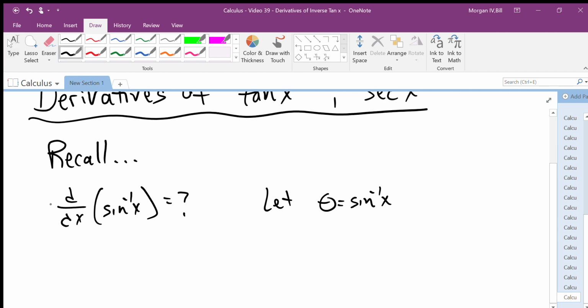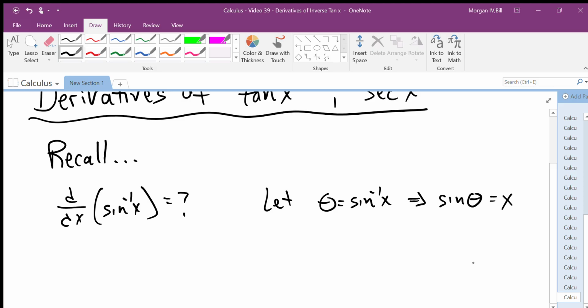What we want to know is the derivative of the inverse sine of x. So we start off by letting theta, some angle, equal the inverse sine of x. Remember that the inverse trig functions get put in a value and you get out an angle. So theta here is an angle. Since theta is equal to the inverse sine of x, the sine of that angle theta must be x. That's properties of inverses.